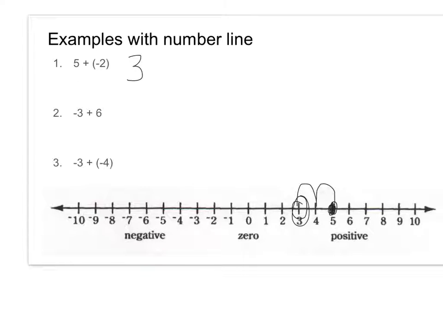Okay, this one I'm going to do in red. We have -3 plus 6. So again, you're going to start here at 0. You're going to go to the left because it's negative. So start right there. It's telling us to add 6. So we're adding, and it's a positive, so we're going to go to the right. 1, 2, 3, 4, 5, 6. Oh, what a coincidence. We got 3 again.